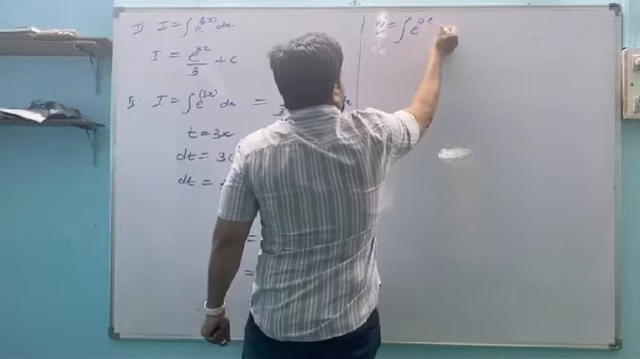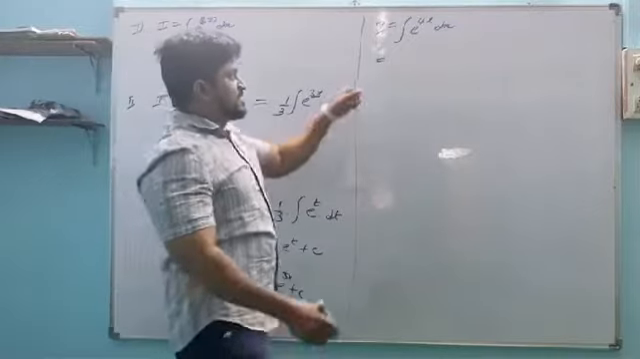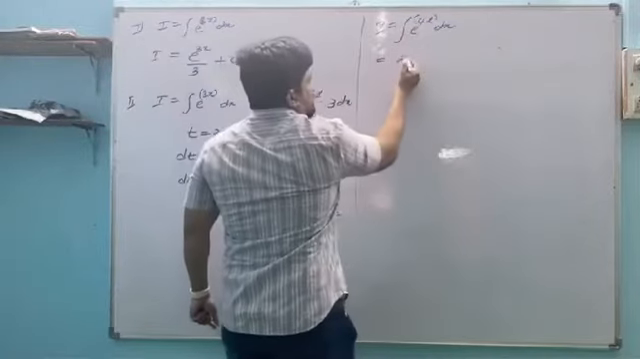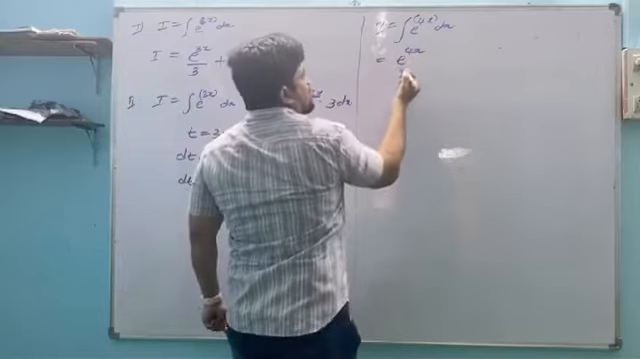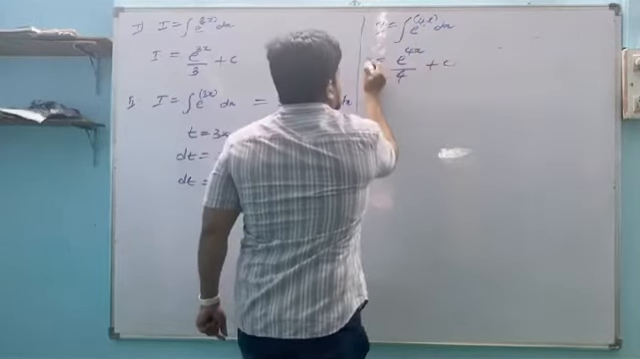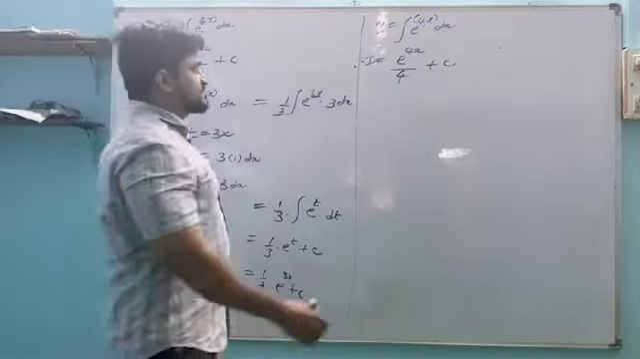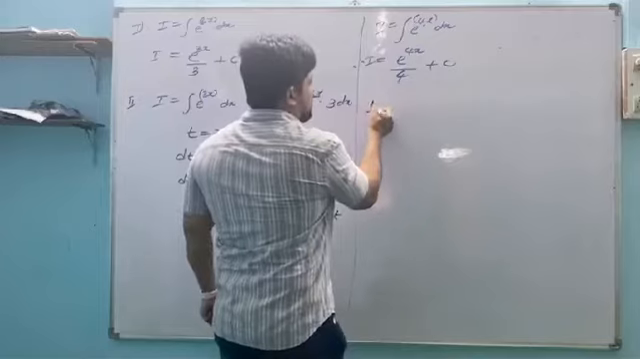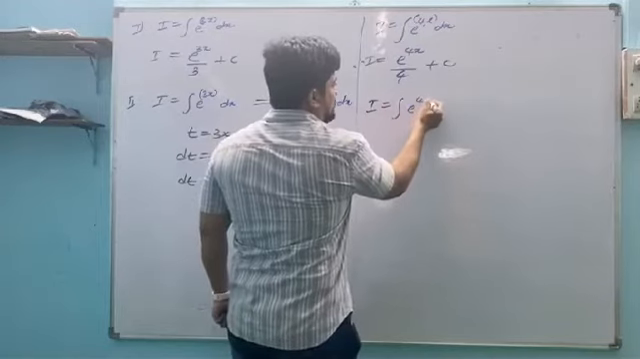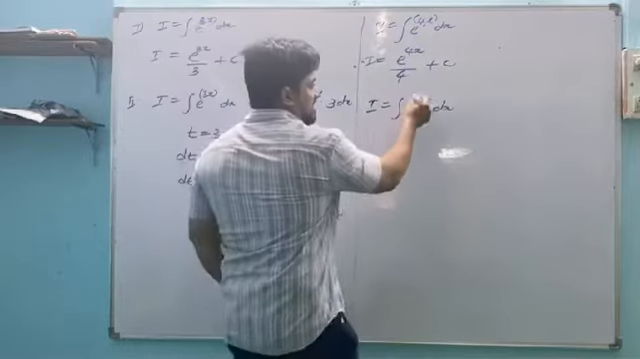Check once again. Suppose the integral of e power 4x dx is the question. What will be the answer? Think of this as e power x; the answer is e power x with the inner function derivative, plus c. This is the value of I. After this, the same question I can do in a different method also. In e power 4x, that 4x we can take as t.